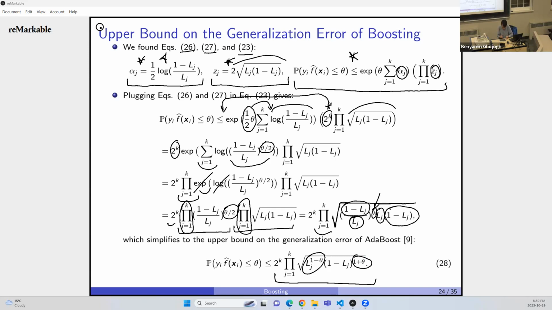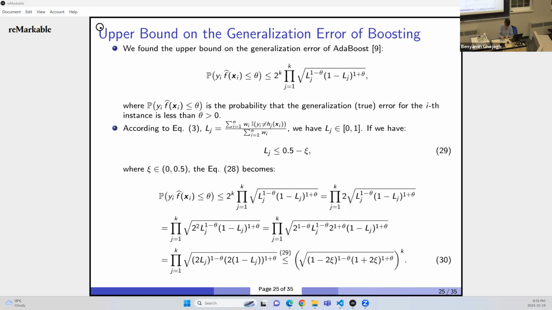Okay. So this is exactly what we found. We found the upper bound on the generalization error of AdaBoost. This is the probability of the generalization error or true error for the ith instance, right? To be less than theta.